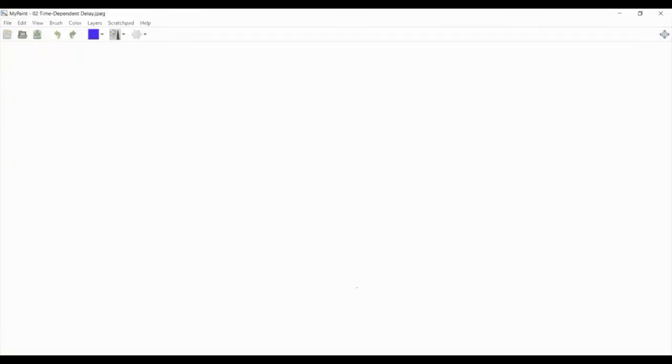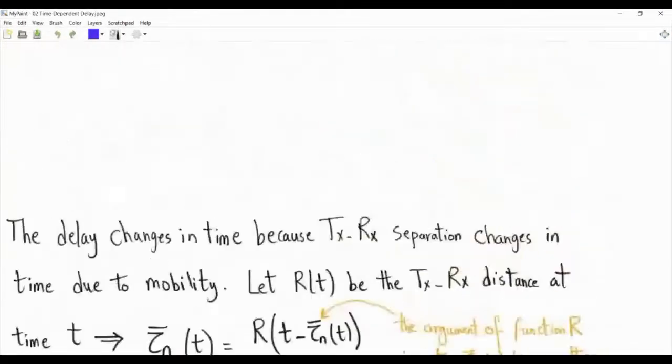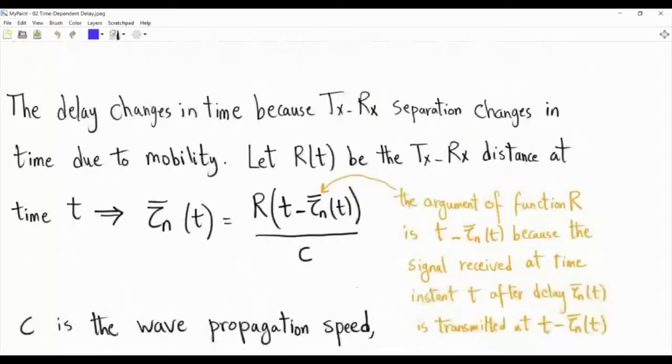Okay, so now again we will account for mobility, and we need a simple model. I mean, we want something that is tractable. So suppose that r of t is the distance between the transmitter and receiver at time t.